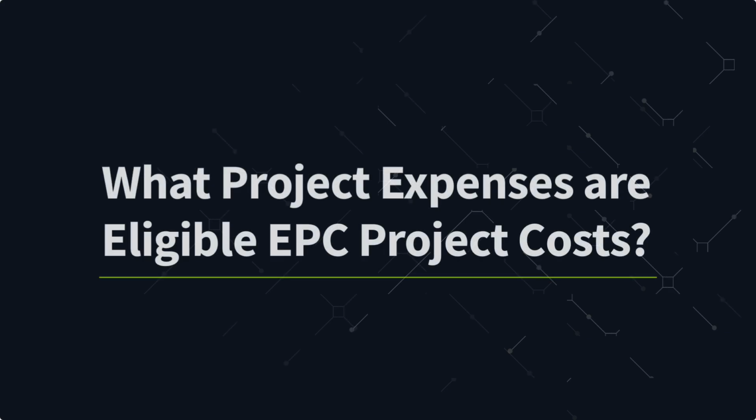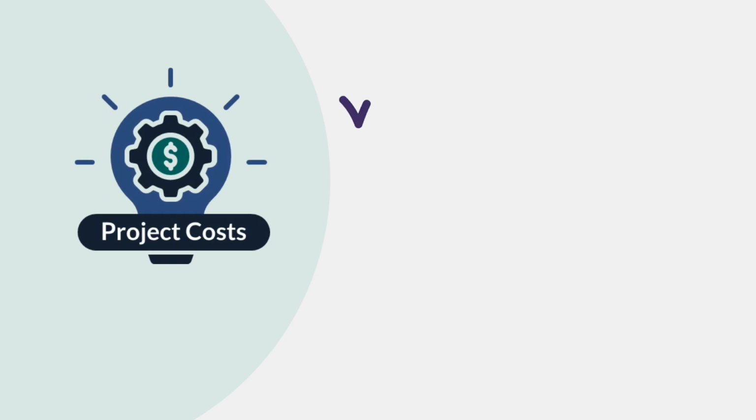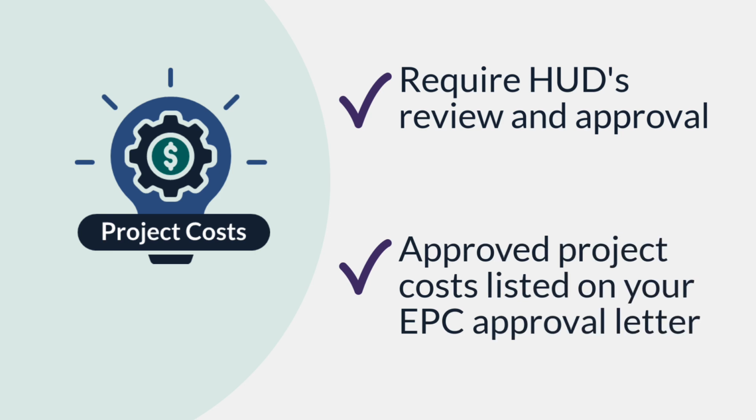What project expenses are eligible EPC project costs? All EPC project costs are subject to HUD's review and approval. Every EPC is different, so eligible project costs will vary. However, when your EPC is approved, all approved EPC project costs related to your specific EPC will be listed on your EPC approval letter. For now, there are standard EPC project costs that are eligible to most EPCs.